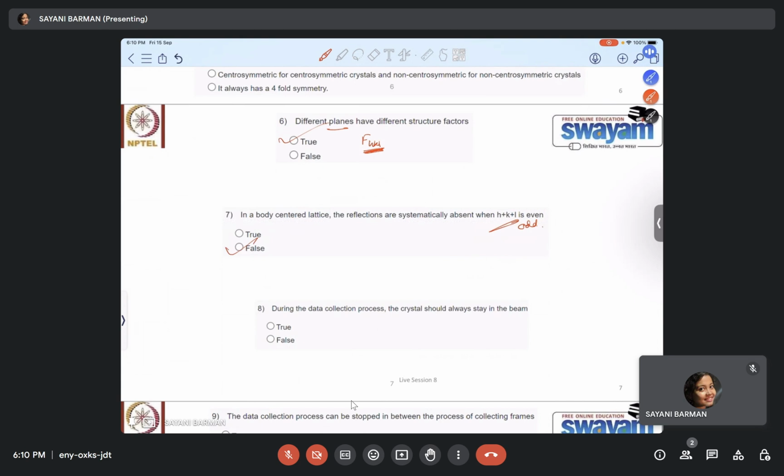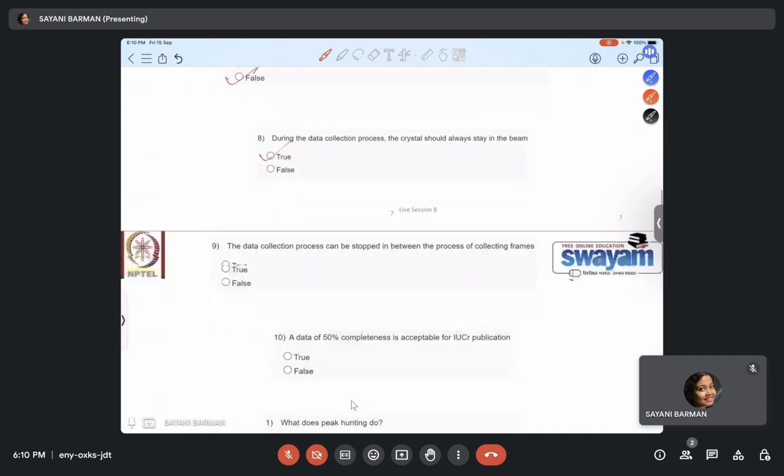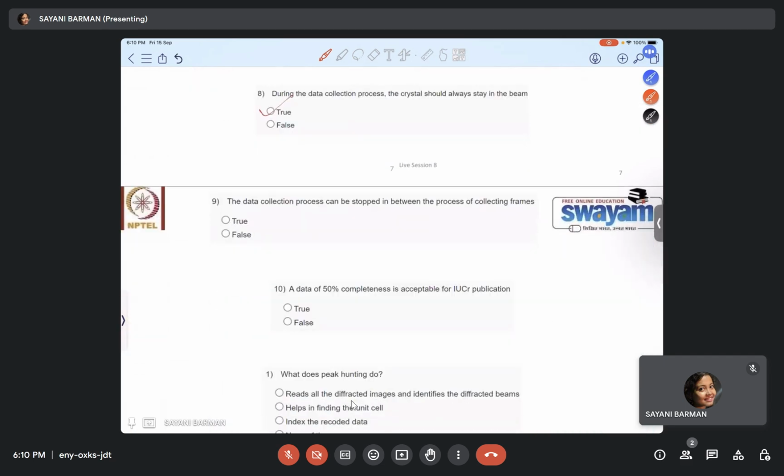So the next one is, during the data collection process, the crystal should always stay in the beam. Yeah, of course. Otherwise, how will you get the correct data if the X-ray beam doesn't hit the crystal? You won't get the correct data, right? The next question is, the data collection process can be stopped in between the process of collecting frames? Yeah, you can.